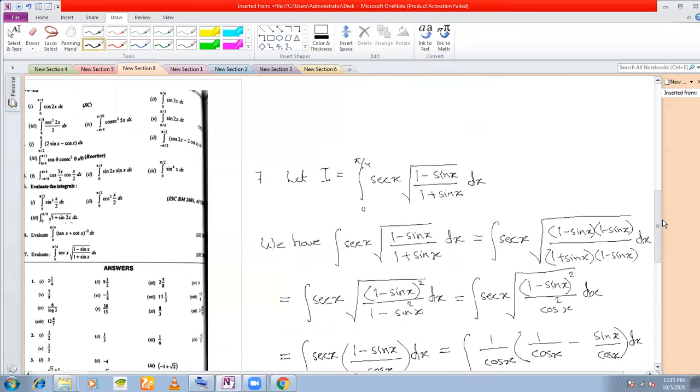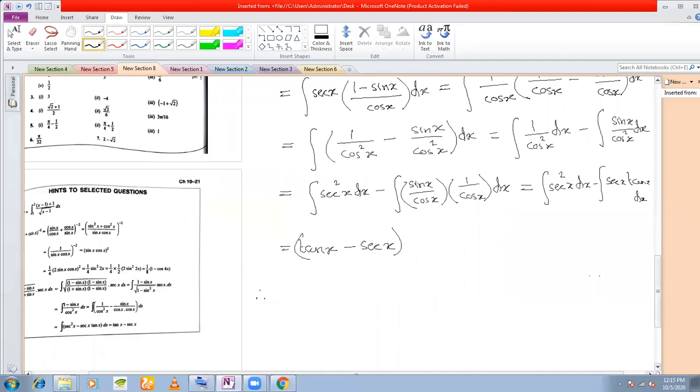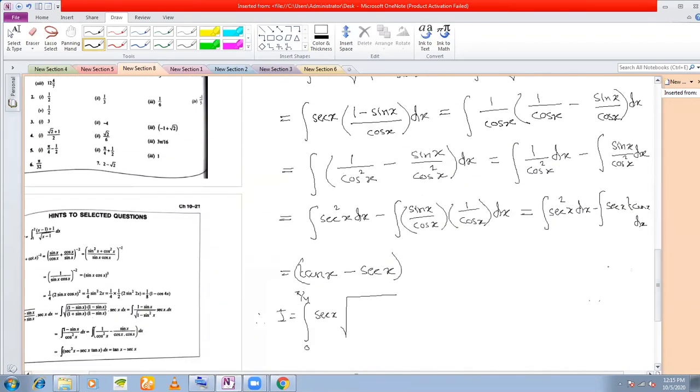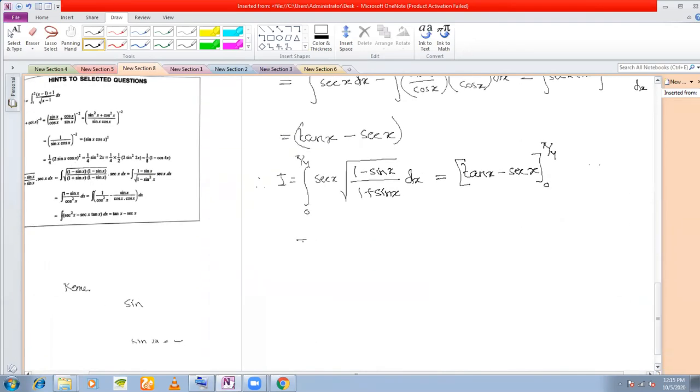We now go to the definite integral. The limit was 0 to pi by 4. So therefore I is equal to integral 0 to pi by 4 sec x root 1 minus sin x by 1 plus sin x dx. This is a very important problem, okay? All these examination problems are important. Okay, so what have we found? We found this to be tan x minus sec x. And what were the limits? 0 to pi by 4.